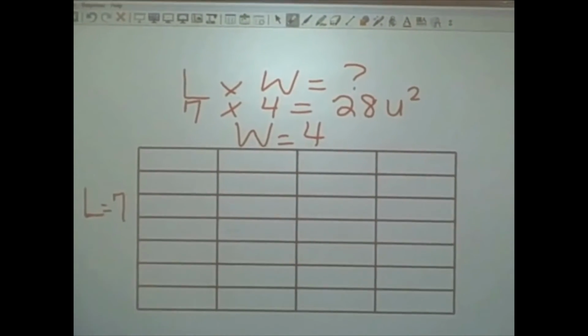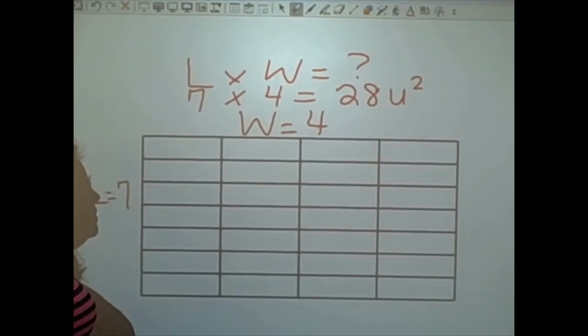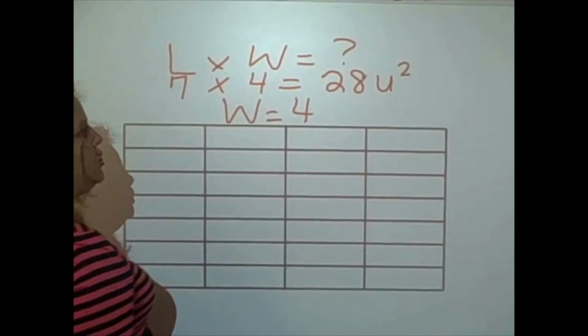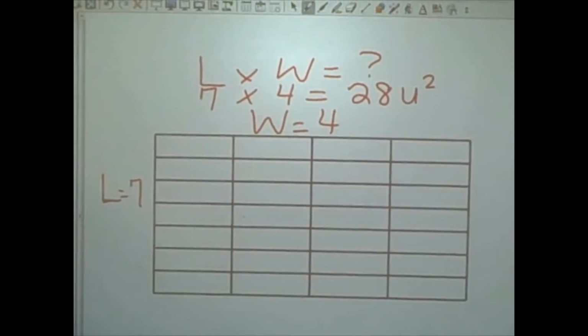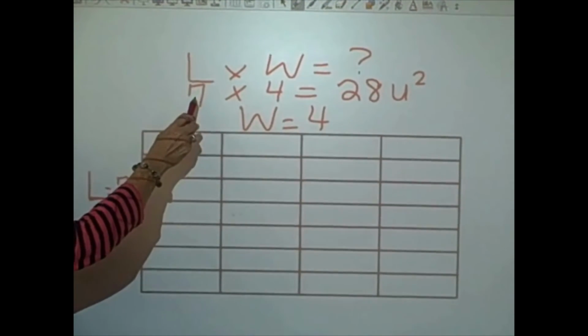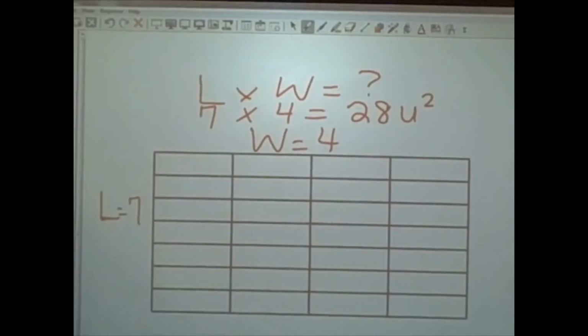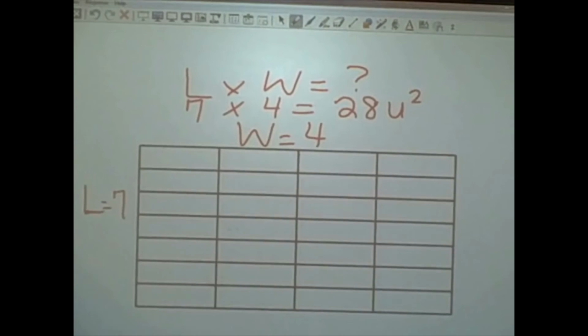As we watch sometimes on TV, we hear YouTube. We can click on and find different things. But this is U2. That means unit squared. So whenever we see that symbol, that's what that means, that I multiplied the length times the width that gave me the product, which was the area of 28 units squared.